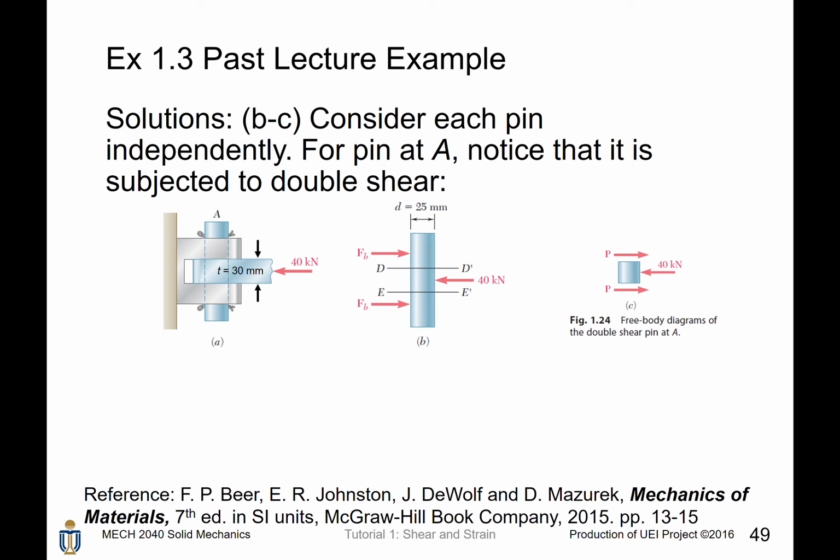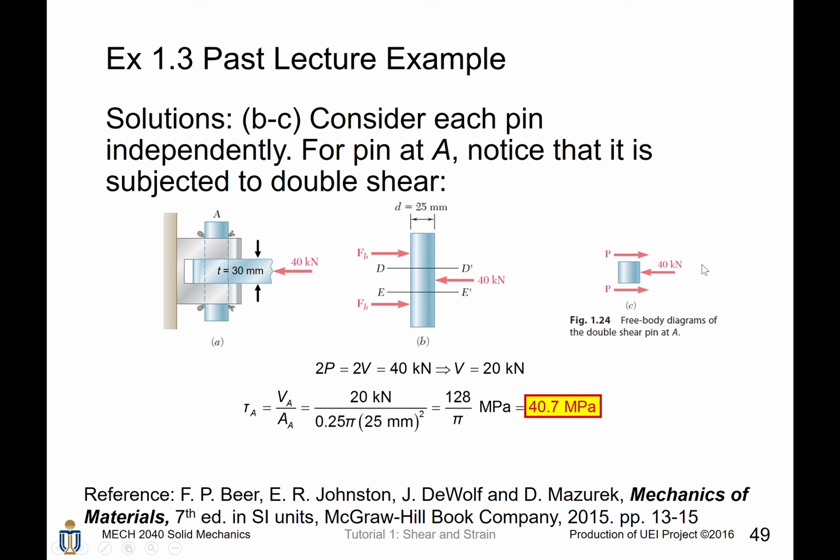We will now combine problems B and C together because they are rather related to the bolts. Consider each of the pins. For pin at A, it is under double shear. Therefore, we know that 2P equals 2V equals 40 kilonewtons. Notice that the shear load P located here is just the V, the shear load. So the shear force for each side is 20 kilonewtons. Therefore, we can find the average shear stress by using the shear force divided by the area. Notice that it is a circular cross-section. The result will be 40.7 million Pascal.